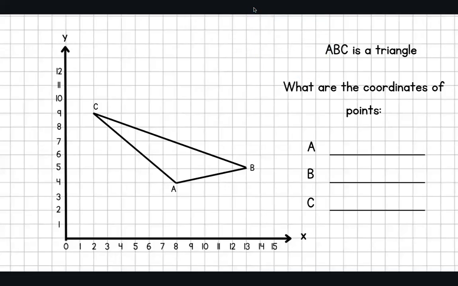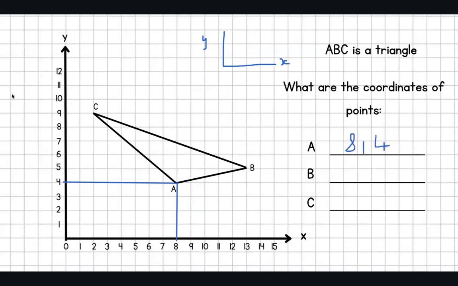Let's have a look at problem 2. So again, remember, we go along the corridor, up the stairs. X always comes first, then Y. So let's do the X. We're looking for A, coordinate A, and we go along until we get to 8. And then we get our ruler across, and then we find 4. So let's jot that down, and then we're done with it.